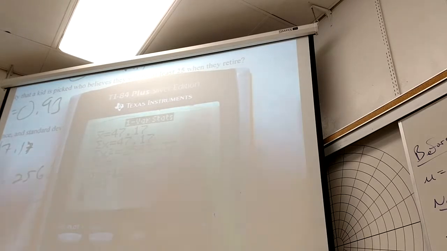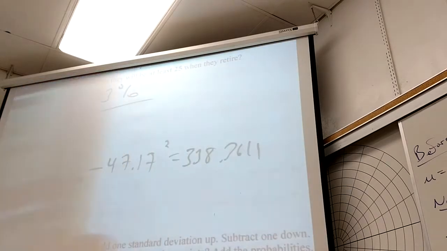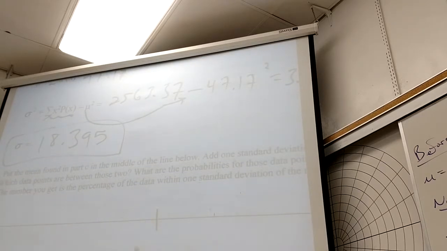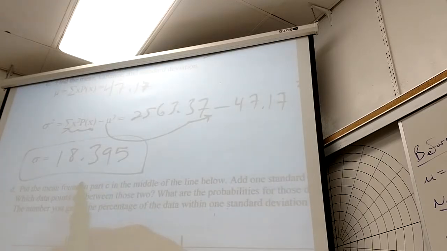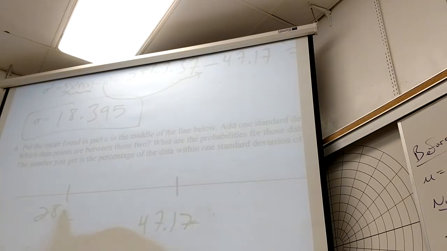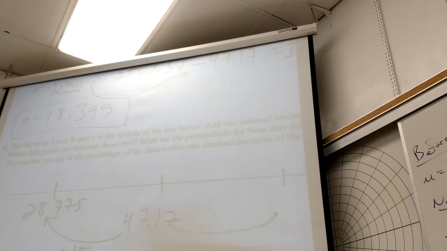Okay. So you don't have to know how to do this. It's just a way to check your work. This is nowhere near good enough to say, I pushed these buttons and got this. I got to see the work. Now this problem should sound very familiar, right? Put the mean in the middle. Go one step down. So if I subtract 18.395, I get 28.775. If I just subtract 1 standard deviation. If I go up 1 standard deviation, add 18.395, that means 65.565.